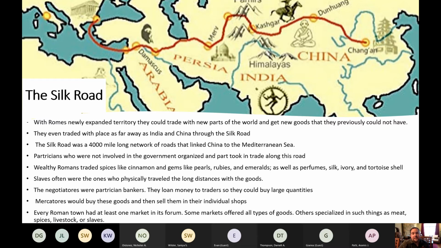Okay, so the rich people would basically give these people money, and they, along with slaves, would walk all the way over to China, get some of these interesting things, right? Silks, rubies, emeralds, pearls, and they would go back home with these and then sell them in their little shops.